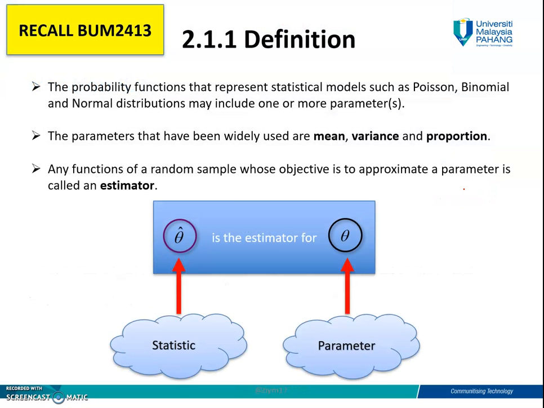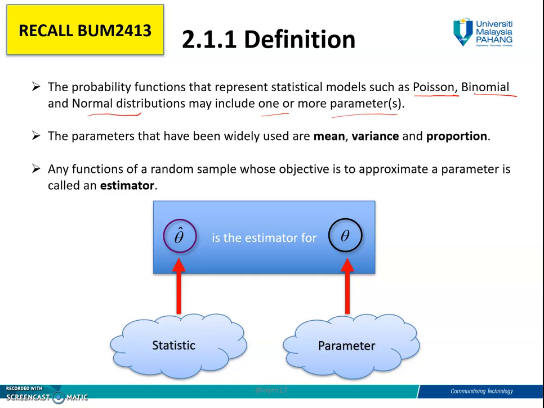Alright, so I recall back to applied statistics, BUM 2413. The probability functions that represent statistical models, such as Poisson, binomial, and normal, have one or more parameters. In our subject, we not only have Poisson, binomial and normal, we have many others: hypergeometric, geometric, uniform, gamma, and beta distributions. All of these have their parameters.